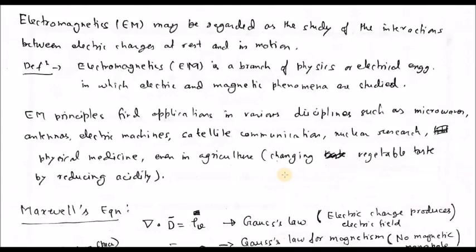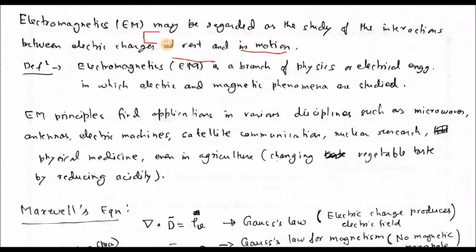Hello friends, this is the very first lecture on electromagnetic field theory, and before going into the detail of electromagnetic field theory you must know what is electromagnetics and what is field, and then what is electromagnetic field. So basically, what is electromagnetics? Electromagnetics may be regarded as study of interaction between electric charge at rest and electric charge in motion.